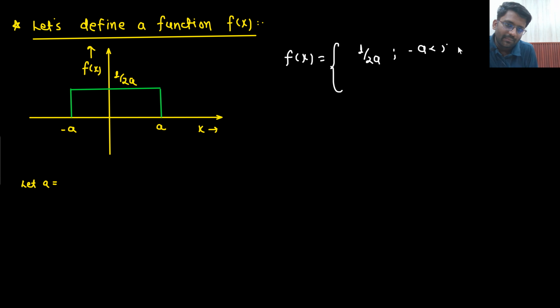When x is between minus a to a. Okay, and sir, what is the meaning of this sharp transition? That means the value is not defined at x equals to a. The value is not defined at x equals to minus a. These values are not even defined here.